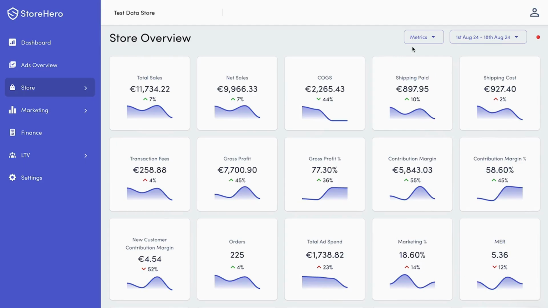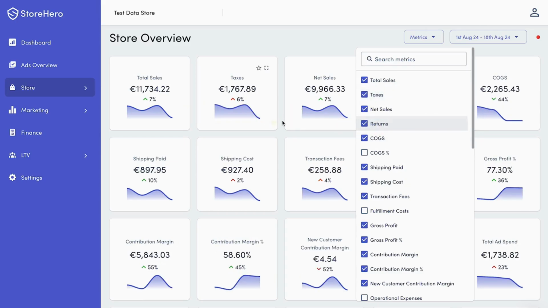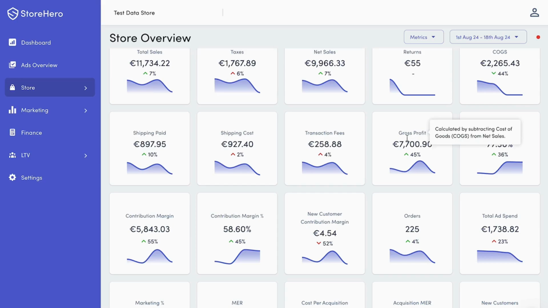From here, just to walk through some of the sample metrics on this page, you can see, again, total sales, taxes, net sales, a lot of these typical ones you'll be able to see within the dashboard. Again, you can see the likes of gross profit, and hovering over each individual metric will give a definition as to what it is.